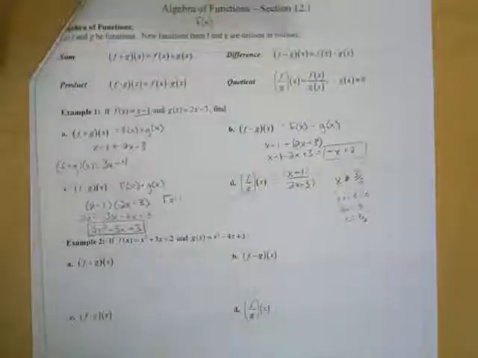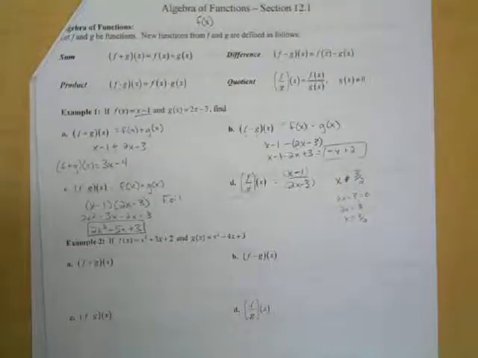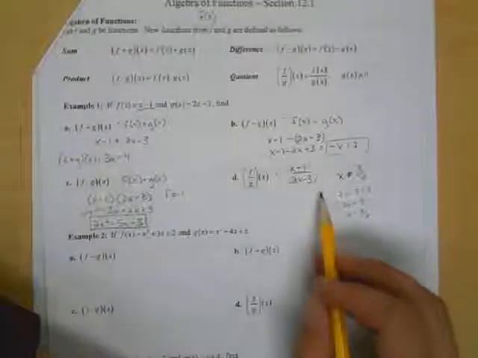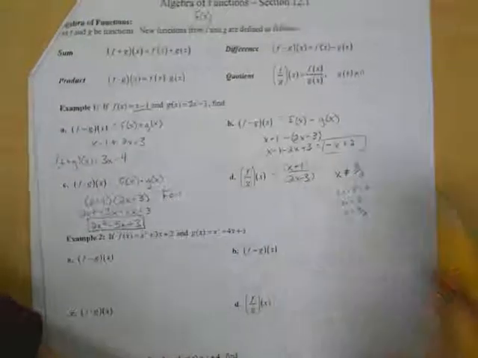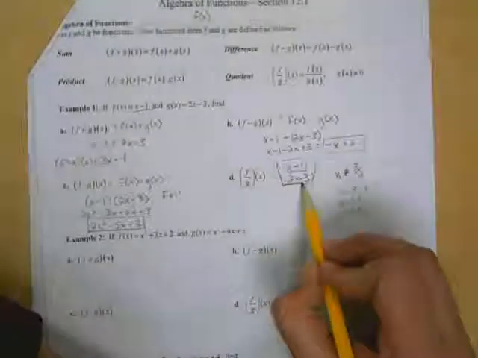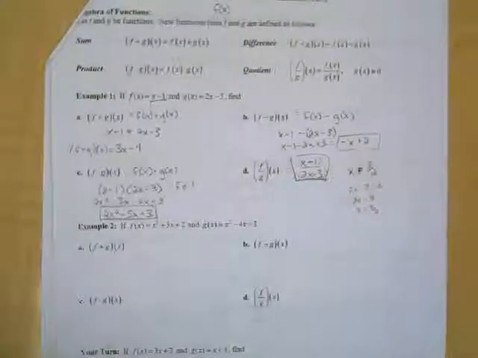Okay? So that's super important that you recognize what x is not allowed to be. Because remember, you can't divide by 0 ever. It's like the biggest math no-no ever. But that right there is your answer. X minus 1 over 2x minus 3.